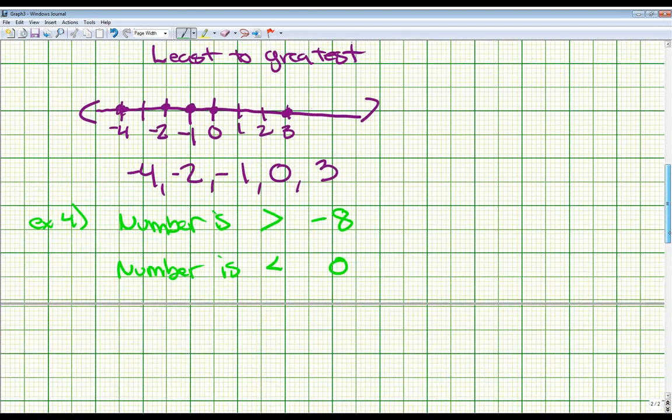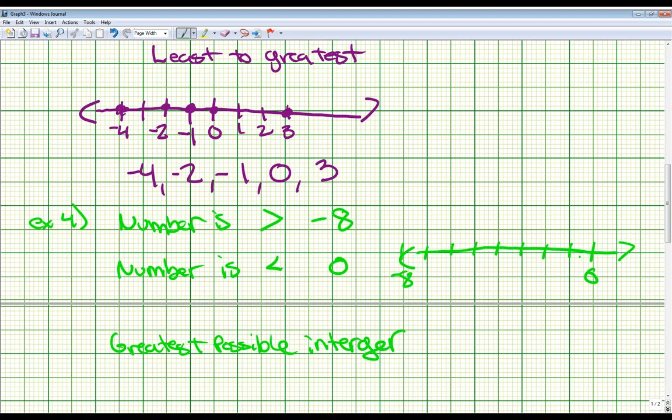There are many possible numbers that would fit in that category, but the directions say what is the greatest possible integer. So we want the greatest possible integer that would fit in those categories. So if we have a little number line over here and we put a 0 on it, we can put the 0 over here because I know I'm going to have to put a -8 here. Here's 1, 2, 3, 4, 5, 6, 7. We can make that an 8. So 0 to -8 on our little number line here.